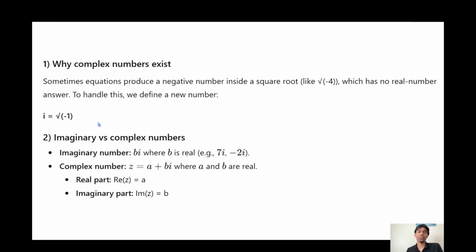Moving on, now we have imaginary versus complex numbers. An imaginary number is bi, where b is real. Examples are 7i, where b is equal to 7, and minus 2i, where b is equal to minus 2. On to the next part, complex number. z is equal to a plus bi, where both a and b are real. The real part in this case is equal to a. The imaginary part would be the bi part.